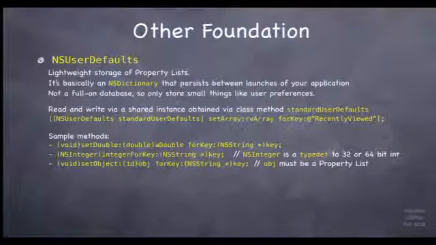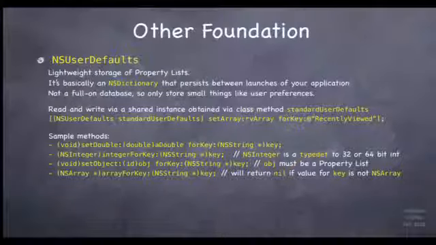And then set object for key works as long as the object is a property list. It can be any property list. Array for key is a little different than just getting an object for key, because if the object in the user defaults for that key is not an array, this will return nil. So that's a subtle difference from just saying object for key.